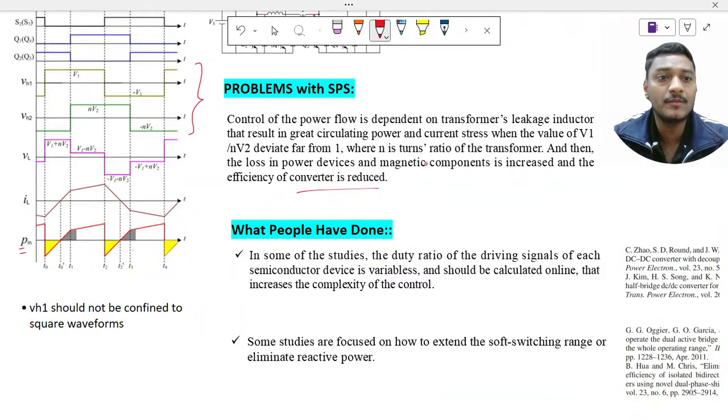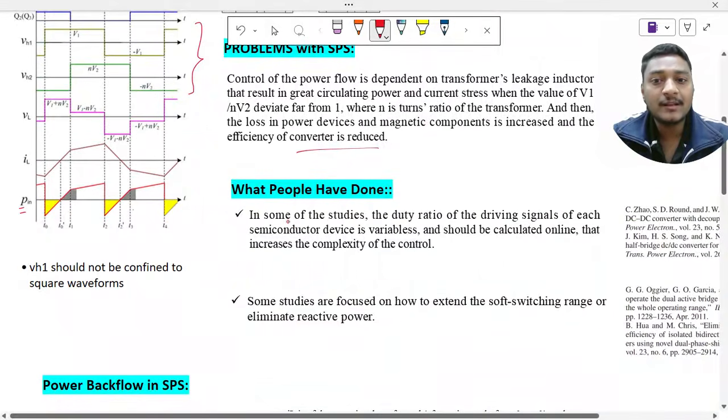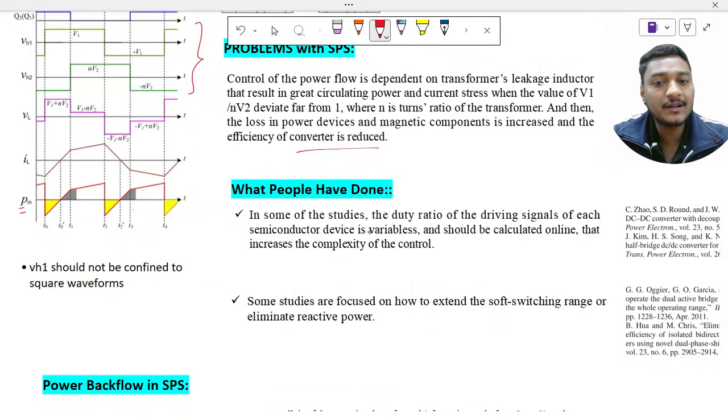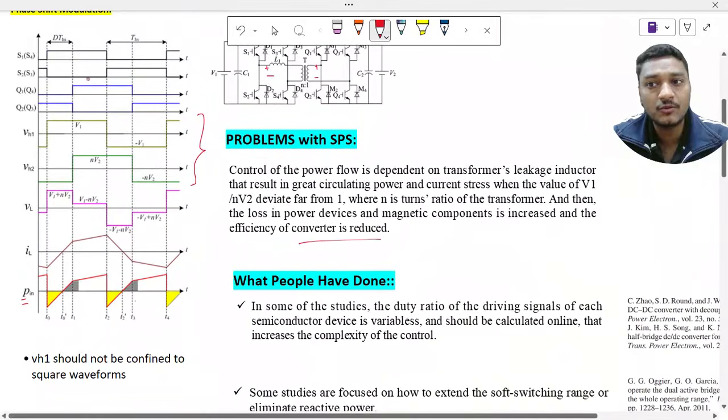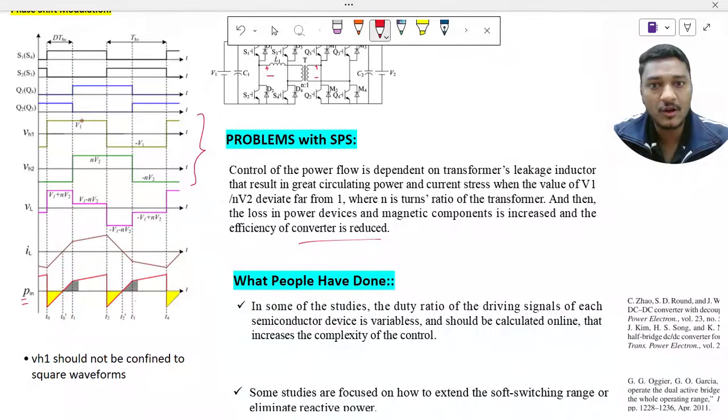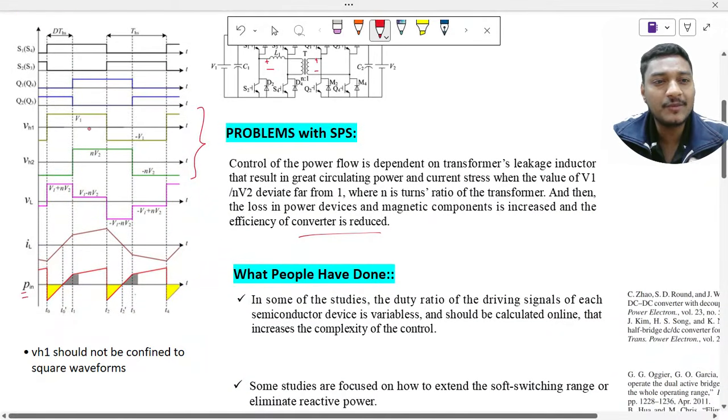If the value of M deviates from 1, then there is a problem, so soft switching will not happen. So what people have done, in some of the studies, the duty ratio of the driving signal of each of the semiconductor devices is varied and should be calculated online, which increases the complexity of the system. We have seen that in single phase shift modulation we have used a fixed duty ratio, like 50% duty ratio, for all the switches. So people have tried to implement that.